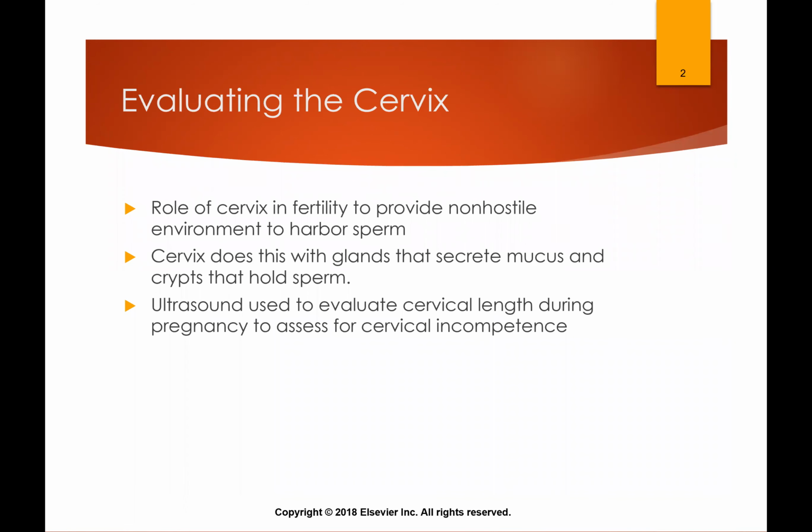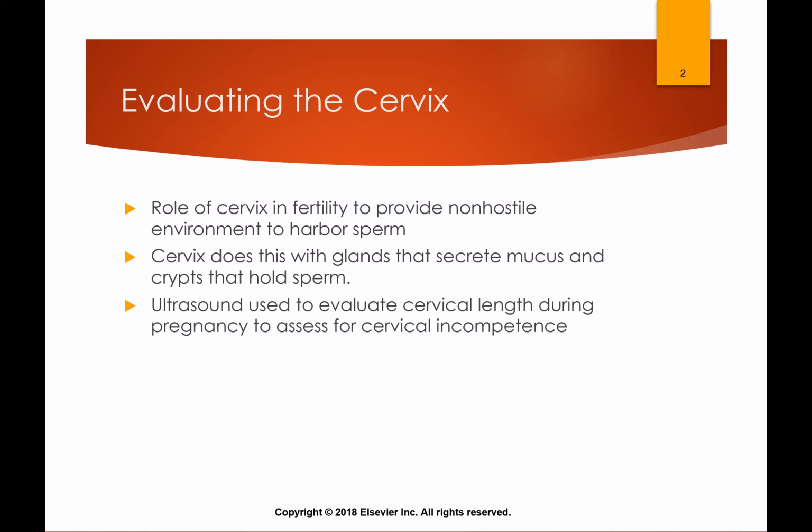So evaluating the cervix, that's going to be our first thing that we'll look at when we're evaluating for infertility. And the role of the cervix in fertility is to provide a non-hostile environment to harbor sperm. So the cervix does this with glands that secrete mucus and crypts that hold sperm. And ultrasound is used to evaluate cervical length during pregnancy to assess for cervical incompetence.